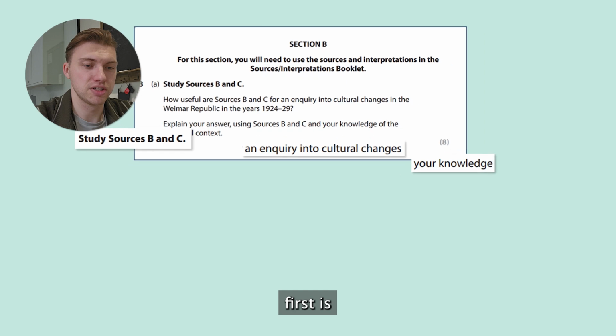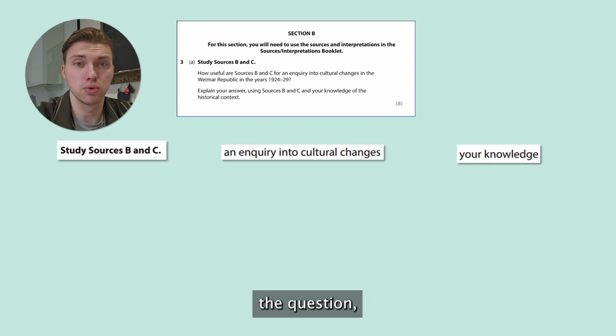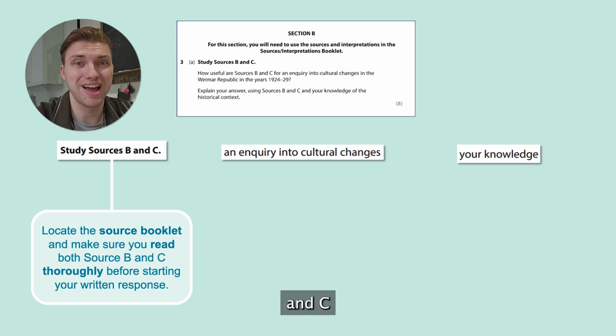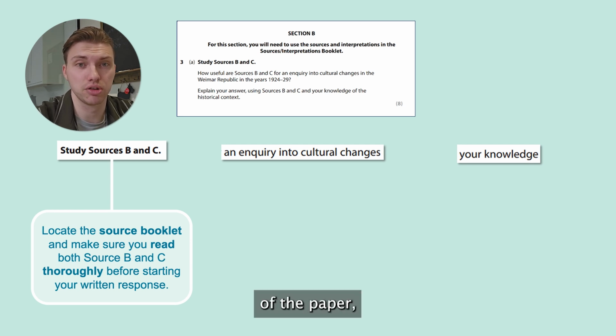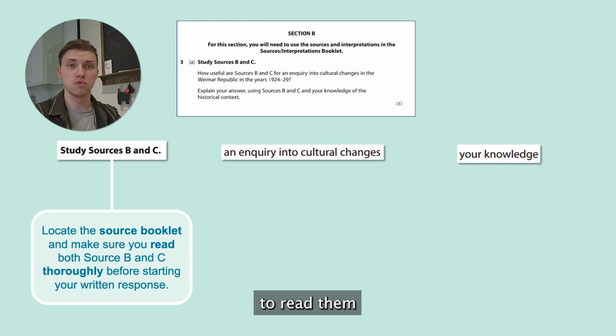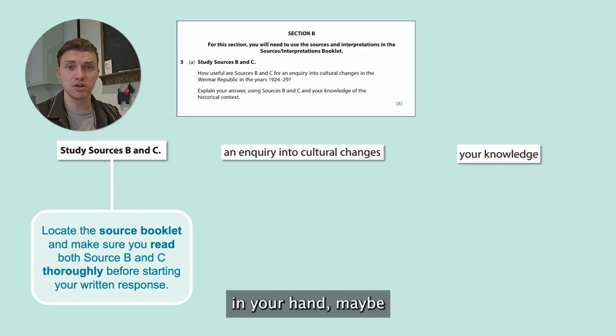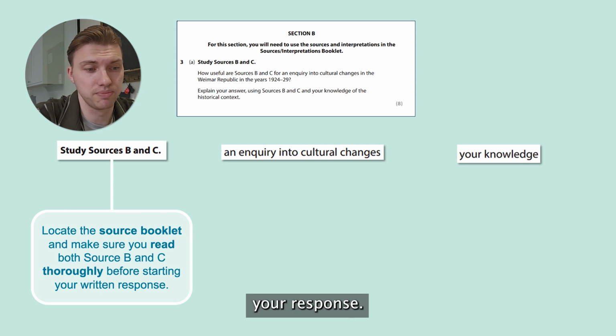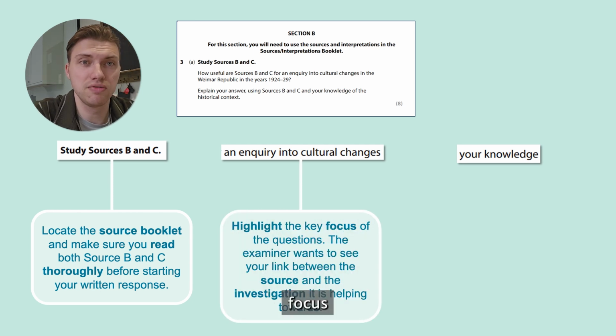So what I like to do first is pick out some of the key features of the question to make sure that we're really thoroughly understanding what it is asking us to do. The first part seems quite basic, study sources B and C, but I cannot stress enough that you need to locate sources B and C in the source booklet at the back of the paper, and you need to read them both thoroughly before starting the question. So take time, read them carefully, have a highlighter in your hand, maybe be highlighting some key elements, then start to plan your response.